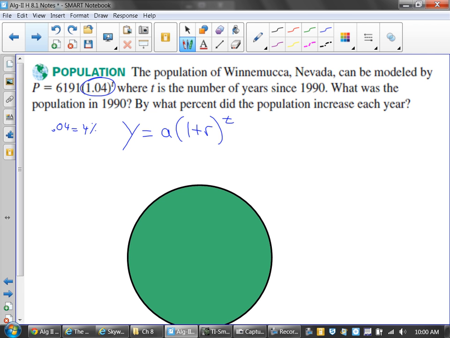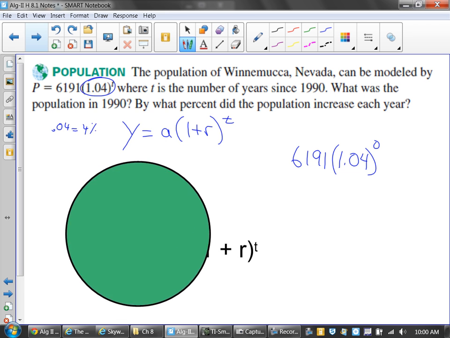If you forgot that, and you set t equal to 0 and substitute it in, what do you get? If I take 1.04 to the 0 power, what do I get? 1. What's 1 times 6191? So what's your initial amount? Okay, so we understand how a growth model works then. Again, fairly straightforward.